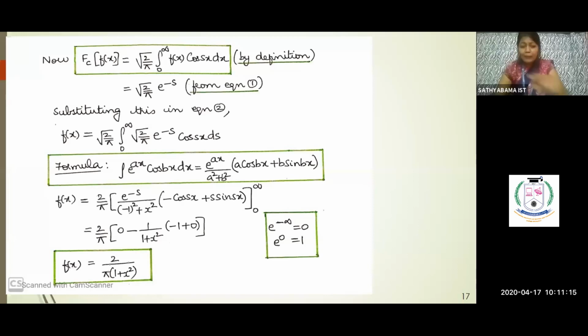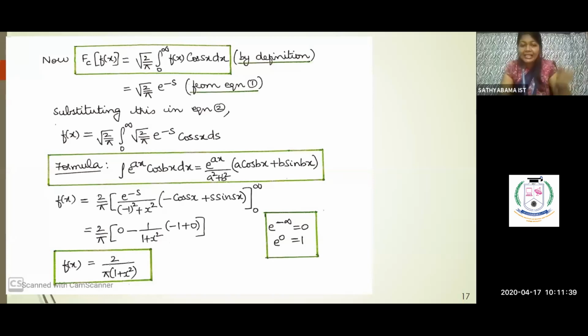Now I'm going to simply use that formula here for my integral. Now remember, for my integral, what is the variable? s is the variable. But in the formula, what is the variable? x is the variable. Okay. So please note this. It's really important. What is a for me? a is minus 1. Okay. What is b for me? b is x.